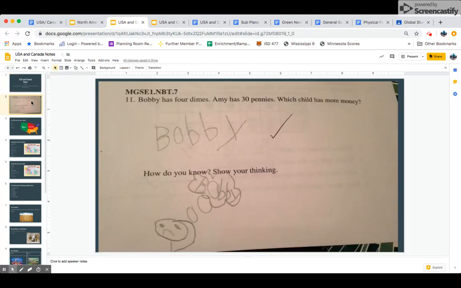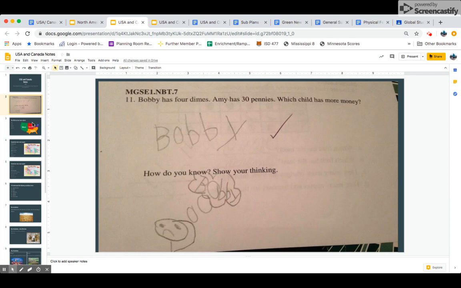First, I want to look over a very good teacher joke here with this cartoon. Look this over. Bobby has 4 dimes. Amy has 30 pennies. Which child has more money? Bobby. It's the correct answer. How do you know? Show your thinking. And as you can tell, the person is thinking, Bobby, for the correct answer.